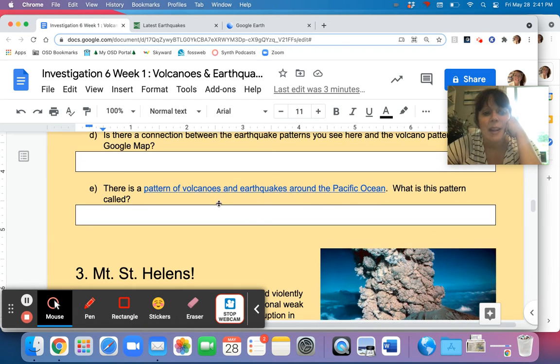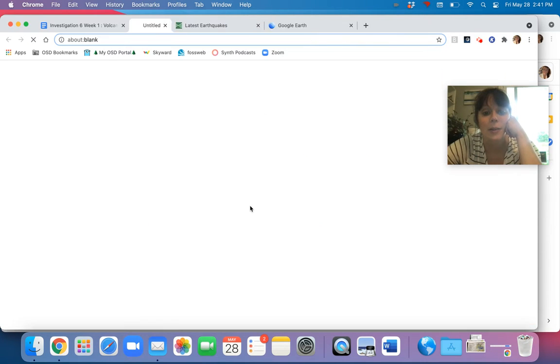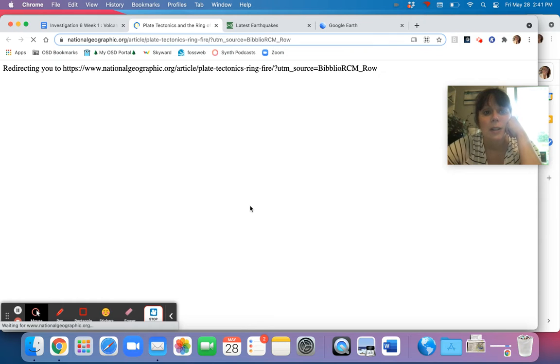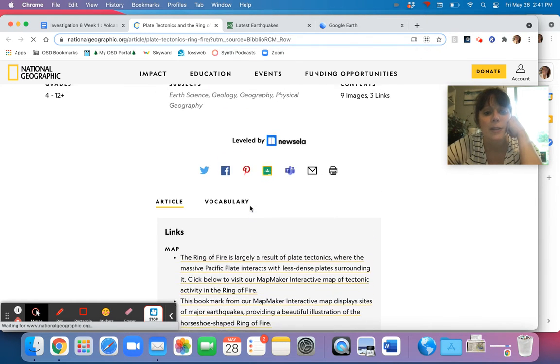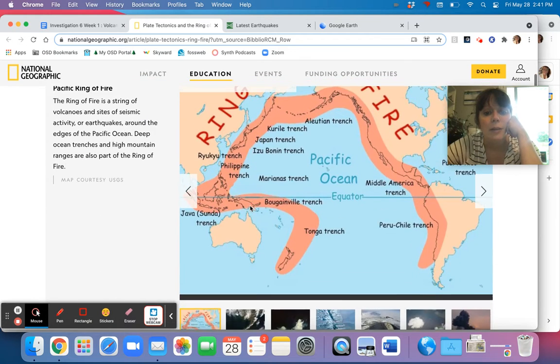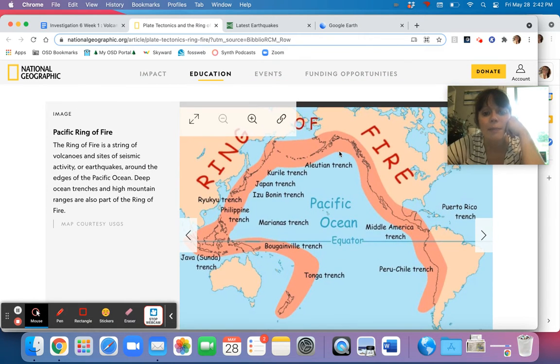Fill that in. And there's a pattern of volcanoes and earthquakes around the Pacific Ocean. What is it called? Some of you probably know this, but some maybe don't. The pattern of volcanoes and earthquakes around the Pacific has a cool name, a fiery name. It's called the Ring of Fire. And why do you think it's called that? Well, volcanoes maybe? Yeah.